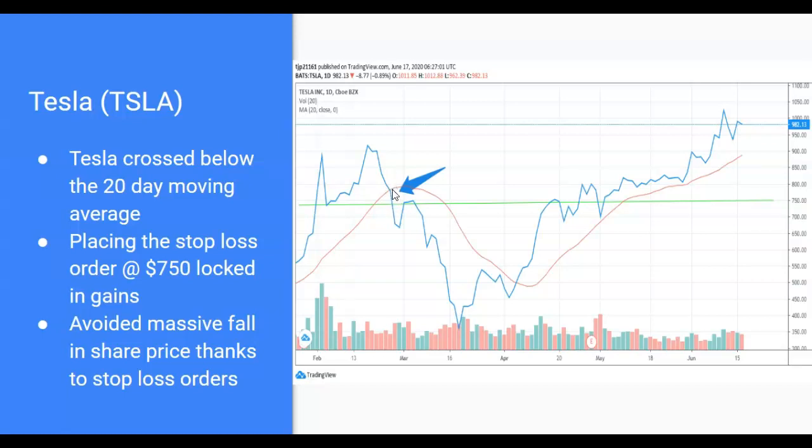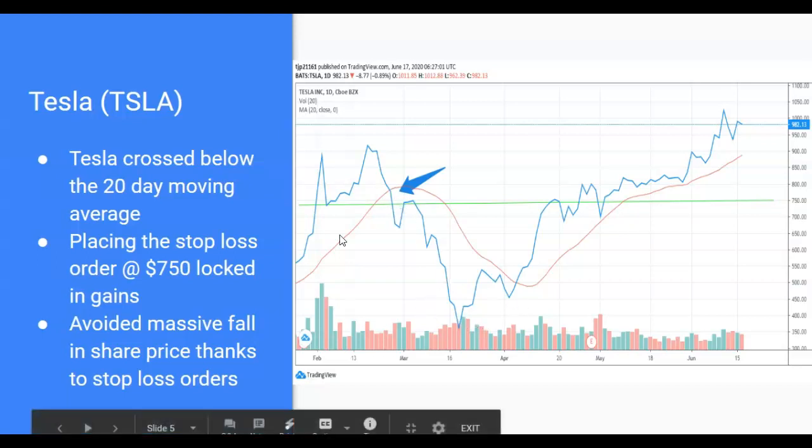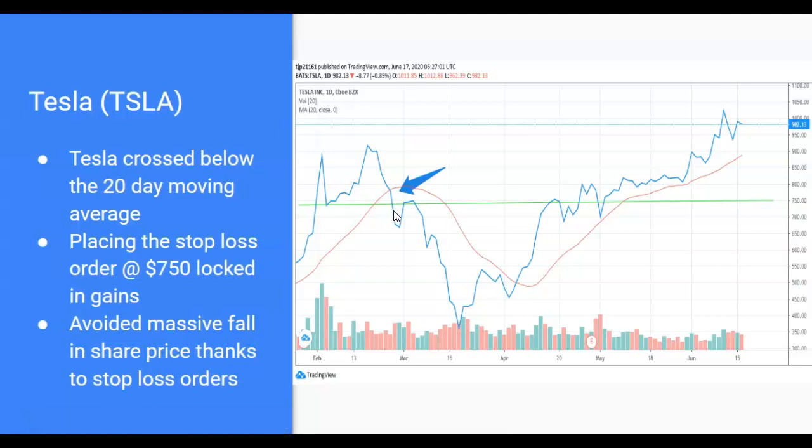So what ended up happening is that the stock crossed below its 20-day moving average, and the people that had the stop loss order in ended up selling at 750, and you avoided this huge drop. You avoided this massive fall because of stop loss orders. You didn't have to sit there and figure out whether to sell a stock or not.